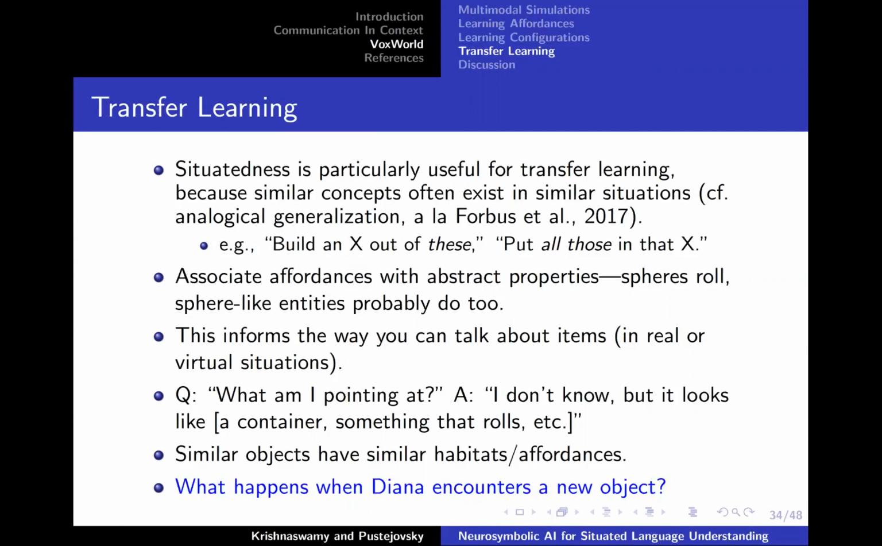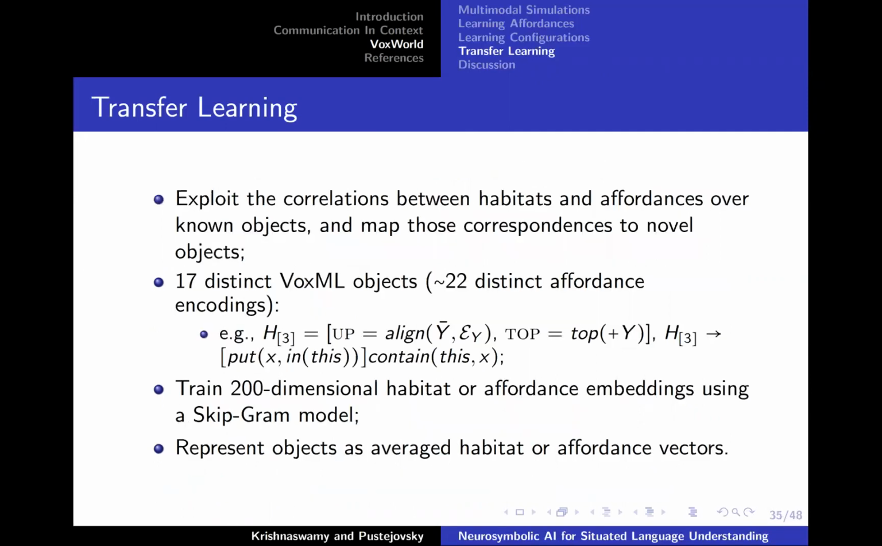So what happens when an agent like Diana encounters a novel object? This part I have to be a little bit cagey about because of some other papers that are under review. But we exploit the correlations between habitats and affordances over known objects and then map those correspondences to novel objects. We took our standard vocabulary that we've been using for some years of 17 distinct VoxML objects. This gave us 22 approximately distinct affordance encodings.